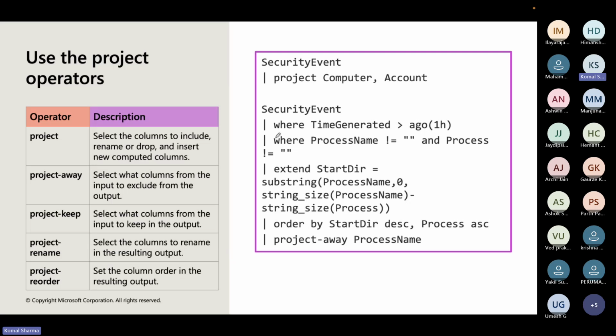Another important operator is the project operator. The project operator controls what columns to include, add, remove, or rename in the result set of the statement. There are different types of project operator that you can use. If you want to include, rename, or insert any new column, you can use project. Project away means something you want to exclude from the output. Project keep means something you want to keep in your output. Project rename means any column you want to rename in the result set. And project reorder means if you want to reorder the columns, you have to mention the column order.